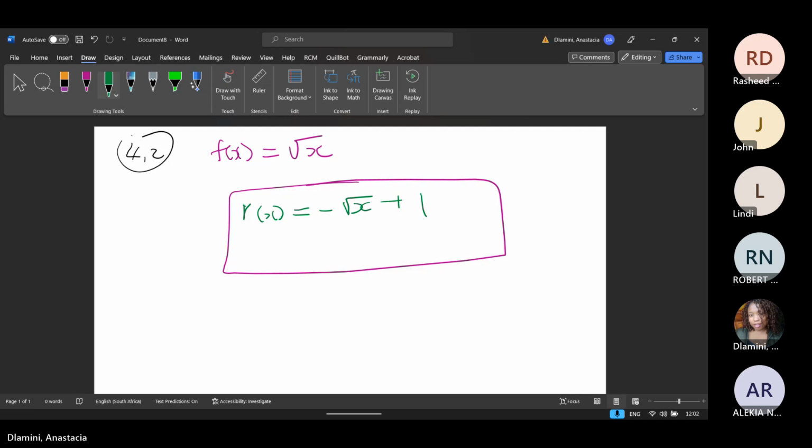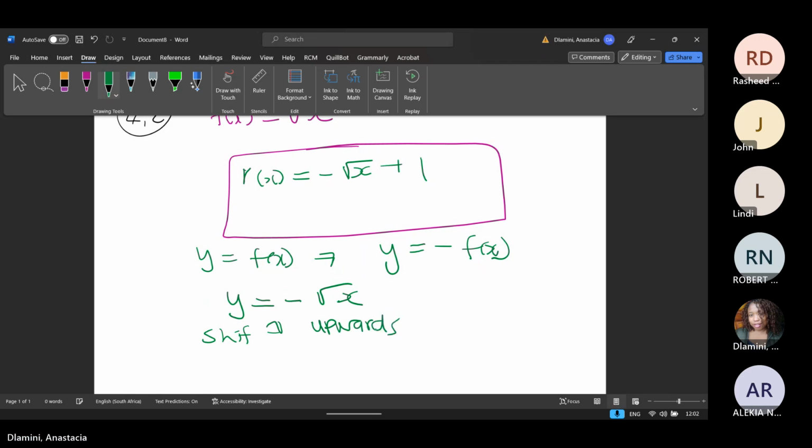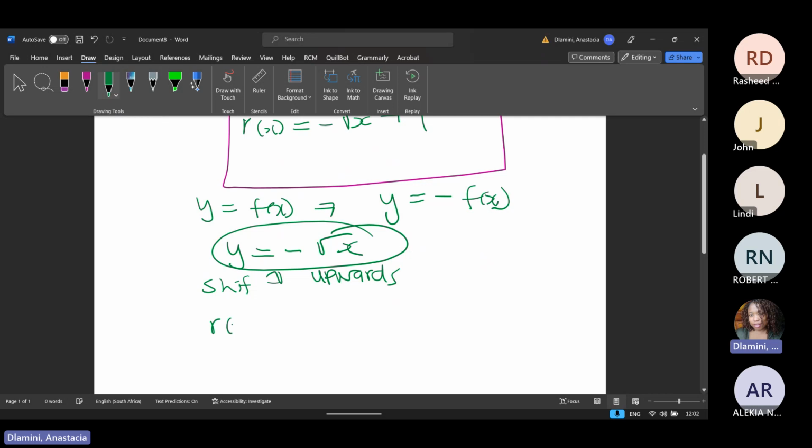Good. So they are saying reflect in the x-axis. Remember we said if you have y equals f of x and you're reflecting in the x-axis, it means you're just putting a negative in front of f of x. So that's what he did. Then he got y equals negative square root of x. And then they say shift 1 unit upwards, so from this graph you just shift 1 unit upward. Let's call this graph r of x. So this becomes negative square root of x plus 1.